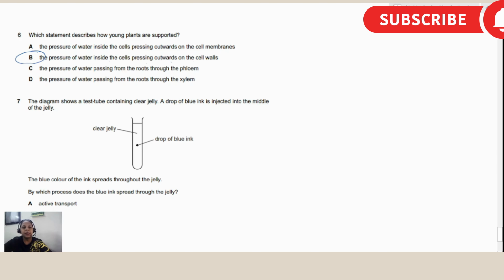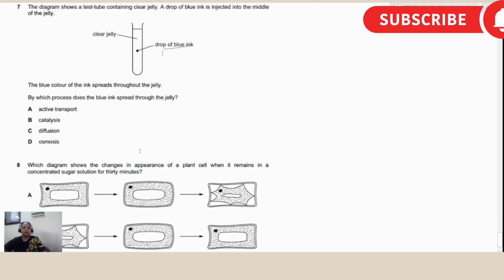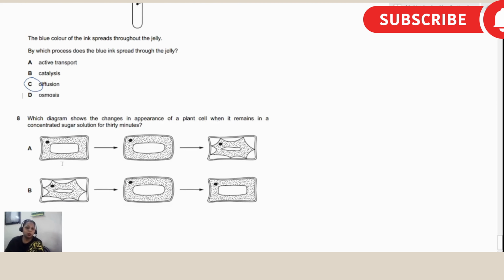Okay, next question says the diagram shows a test tube containing a clear jelly and we have placed a drop of blue ink in it. Now, after some time, it spread all over. What is the reason for that spread? It's easy. There is no membrane. So what movement would it be? Diffusion.